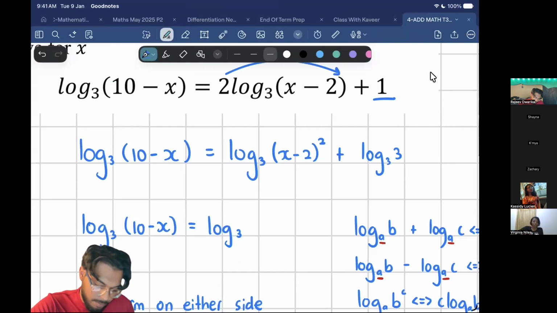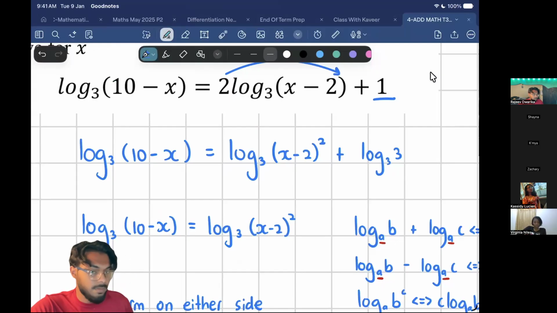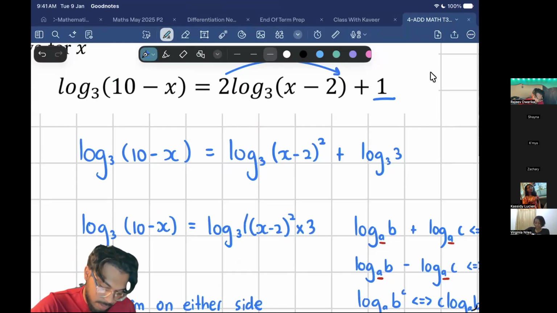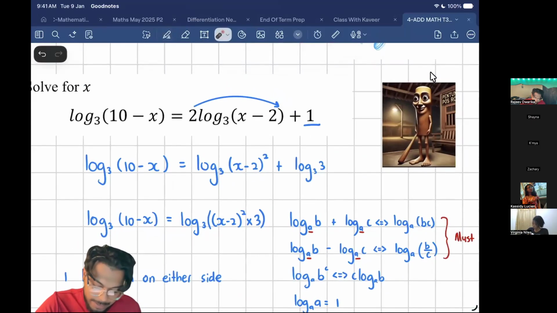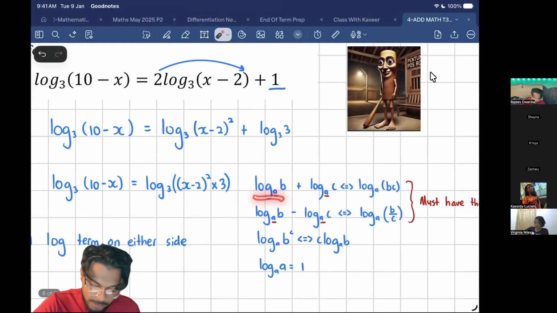X minus 2 to the power 2. Go for log base 3, 3. Multiply by 3. Some of them might be confused. Anytime you have the same log base and you are adding, you multiply the arguments.